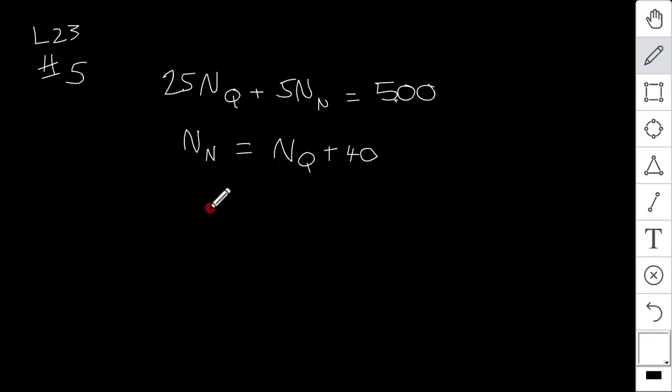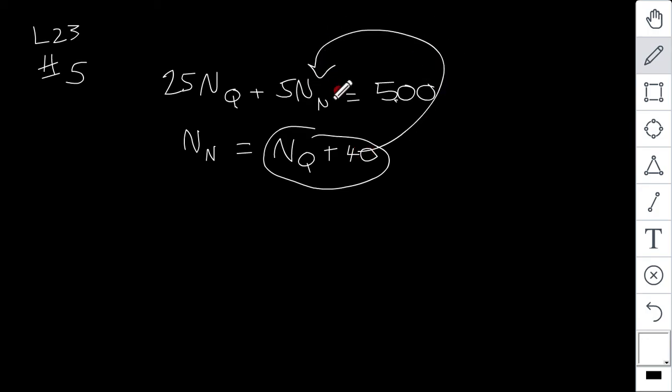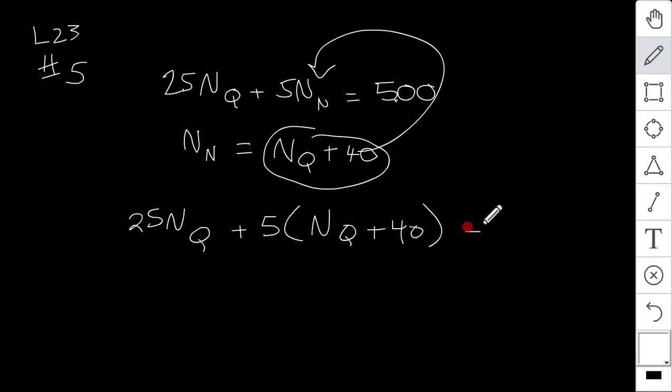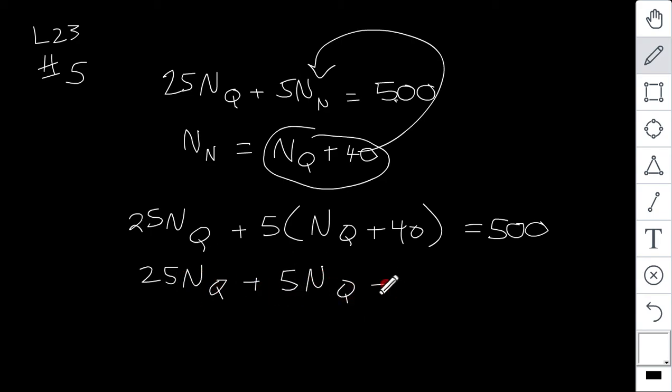Alrighty, and I'm going to do a quick substitution. So I'm going to take this and put it where the number of nickels is, right there. So we're going to get 25 number of quarters plus 5 times, I'm substituting, number of quarters plus 40 equals 500. Do some distribution. 25 number of quarters plus 5 number of quarters plus 200 equals 500. And we're just going to simplify this out. 30 number of quarters. Let's subtract 200 from both sides, and we're going to get 300.